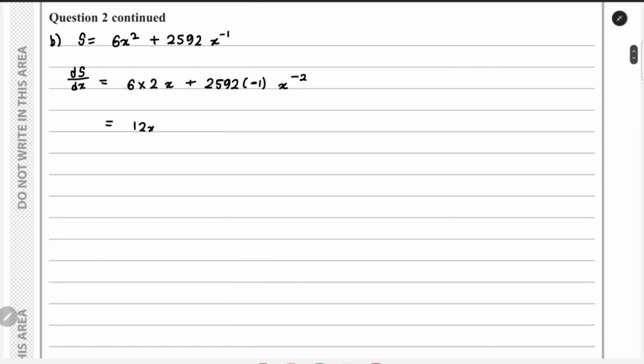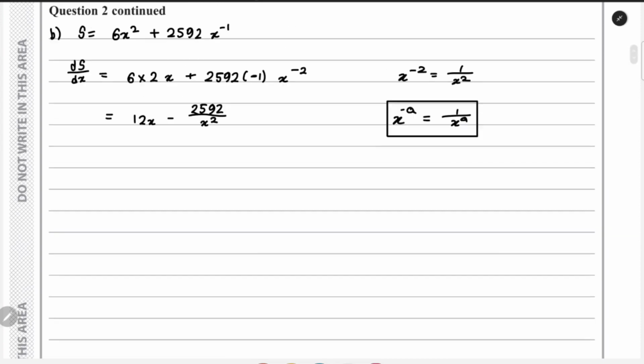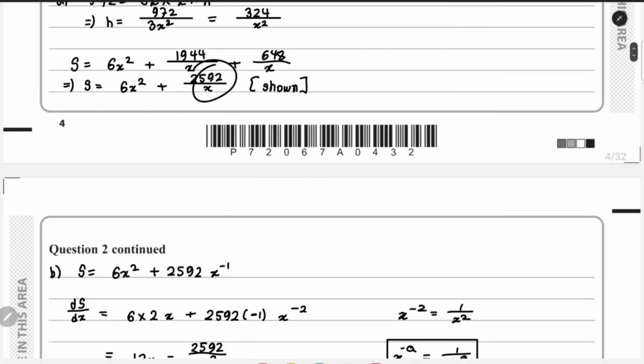So we get 12x minus 2592 by x square. X to the power minus 2 is basically 1 by x square. X to the power a is basically x to the power a, and x to the power minus a is basically 1 by x to the power a. This is what we used over here to convert this into this, and also to convert this into this.